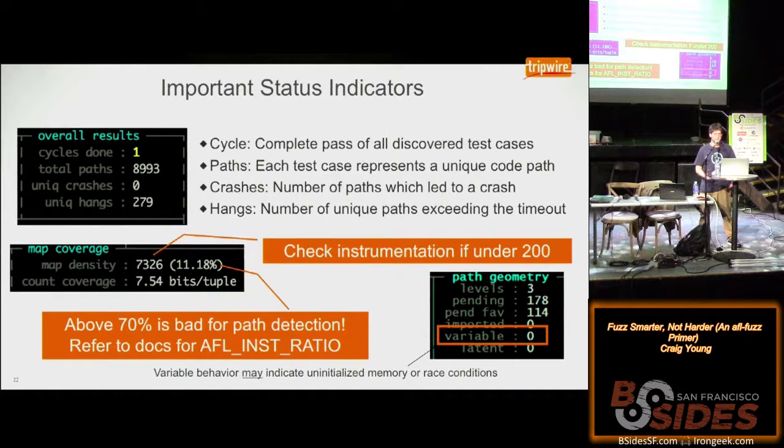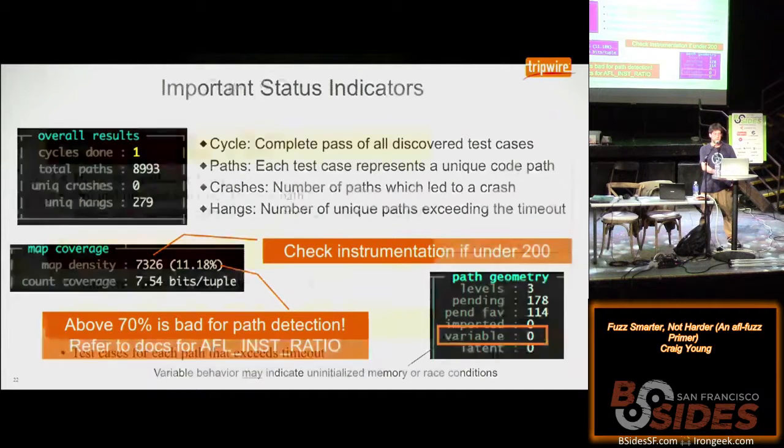Finally, on the path geometry, there's one field that I want to point out. That's the variable field. What this means is that when AFL runs the same test case twice, it's not getting the same execution flow. This is important because it could be implicating certain security bugs, like the use of uninitialized memory specifically. So something to keep an eye out for.